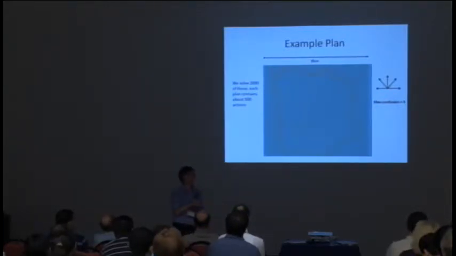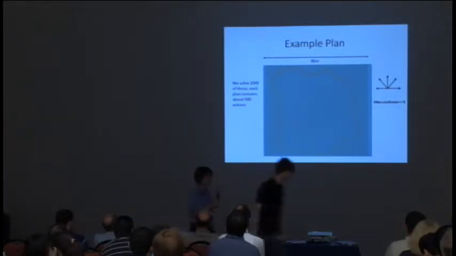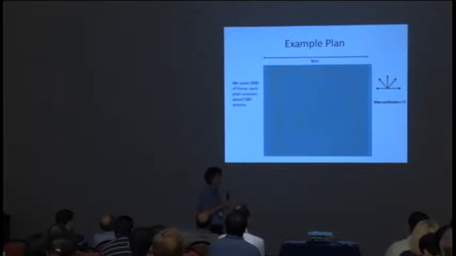The patches are about 8 kilometers across, so they're very large. We solve 2,000 of these, and the plans are about 500 actions long. So the planning problem is to get round the patch as efficiently as possible without getting lost. And we use a confusion level, a variable called confusion, to model the AUV being lost. It gets lost if it wanders inside or outside of the patch.